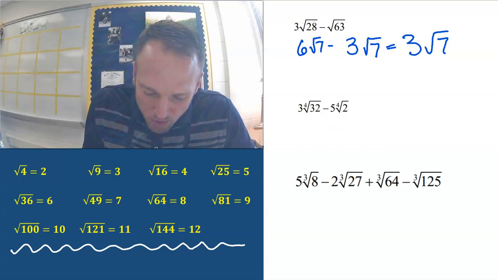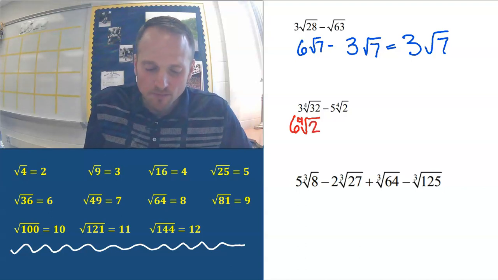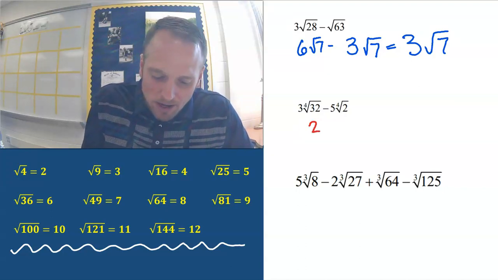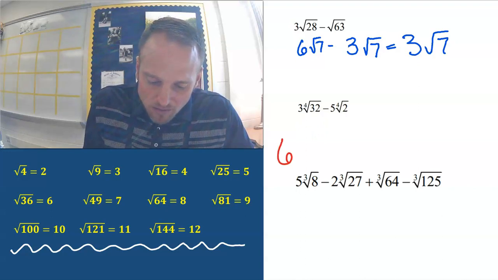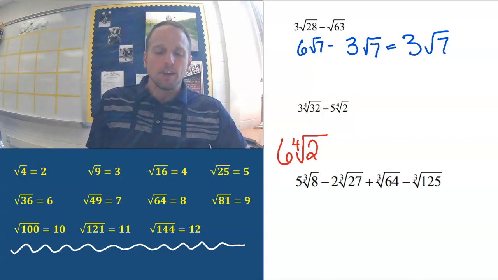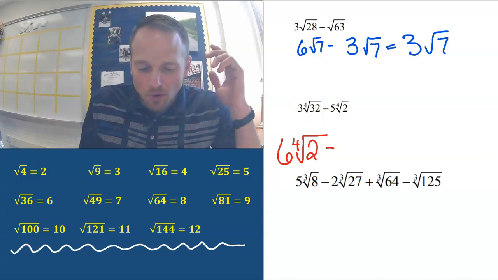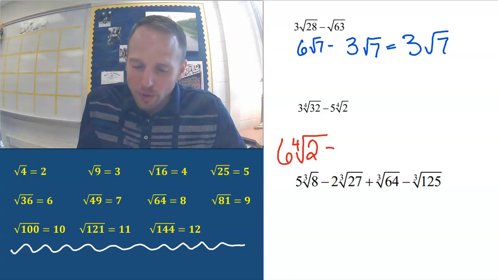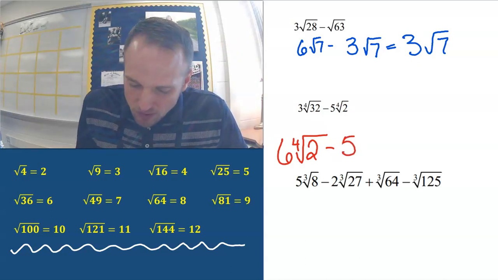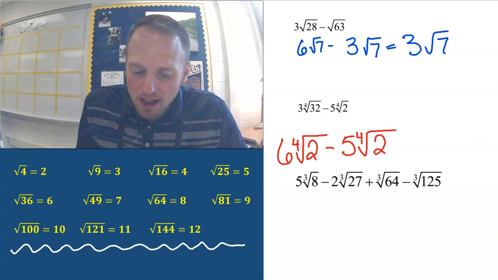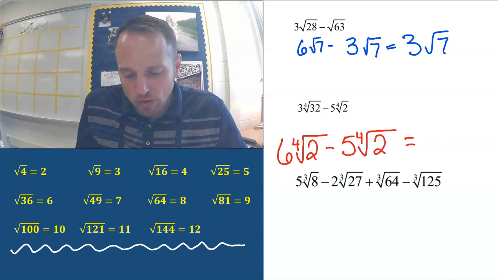And I'm going to bring that over here. 6 times the fourth root of 2. Maybe I'll drop it down and write it a little bit bigger because those fourth roots are hard to see. 6 times the fourth root of 2. That's better. Okay, now what about this next part? 5 times the fourth root of 2. Well, fourth root of 2, we can't take that down any further. So this is just 6 fourth root of 2 minus 5 fourth root of 2.